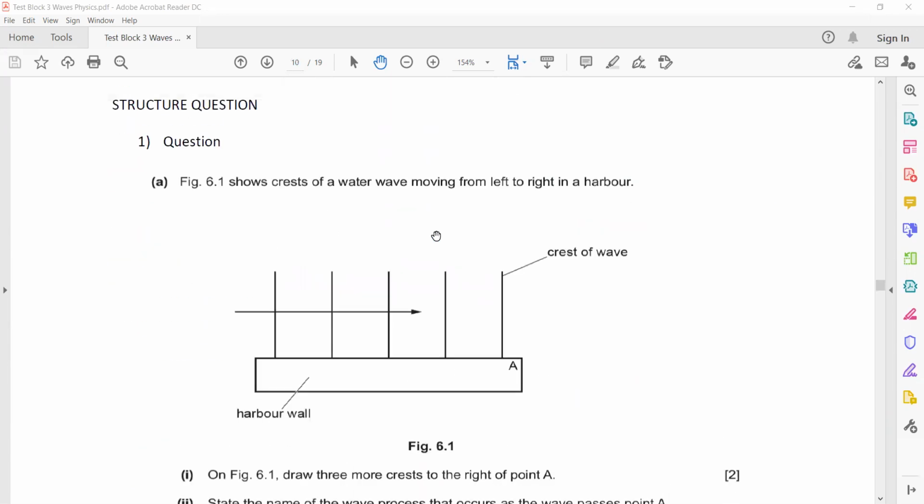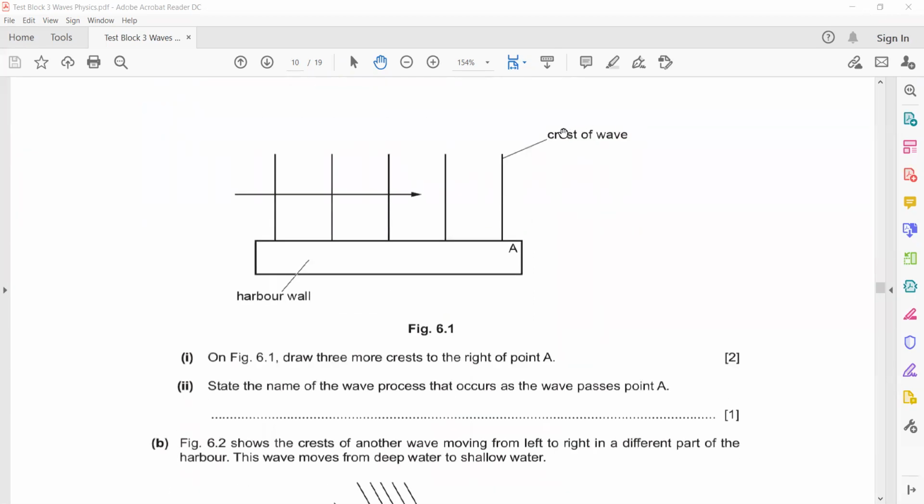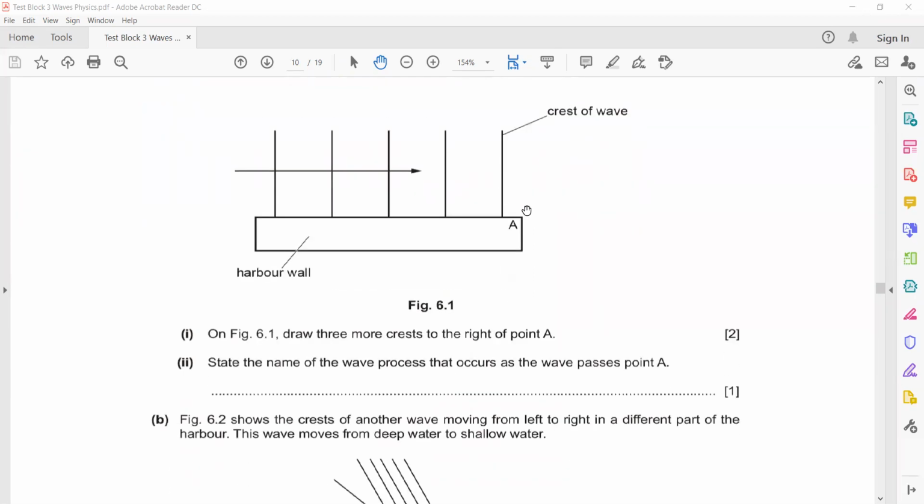The structure question, figure 6.1 shows the crest of the wave moving from left to the right in a harbor. On figure 6.1, draw 3 more crests to the right of point A. So basically you have to show a diffraction. And how do you represent this diffraction? Near the edges, the bending of the wave around the edge is called diffraction.